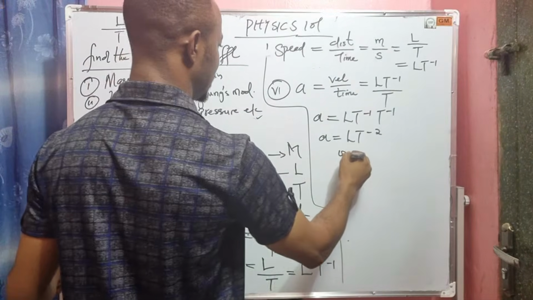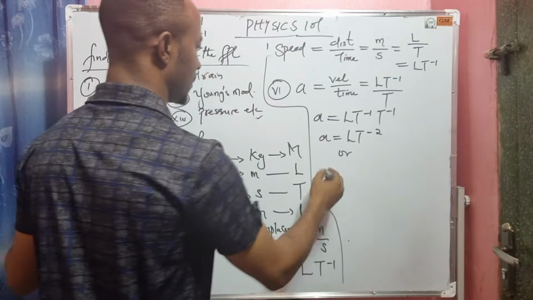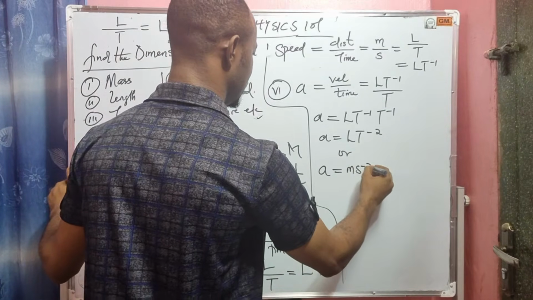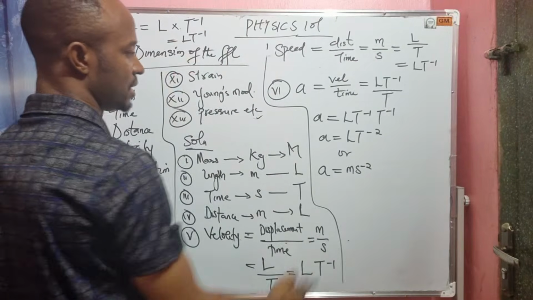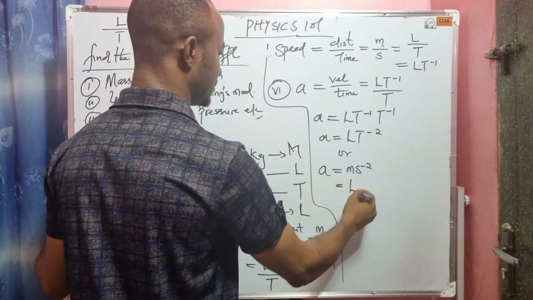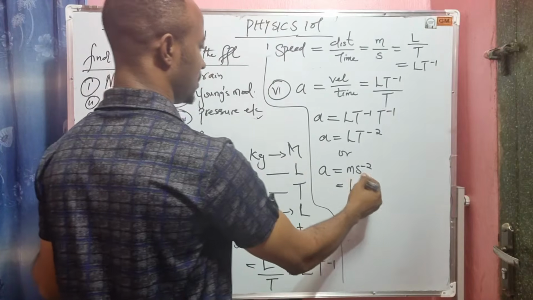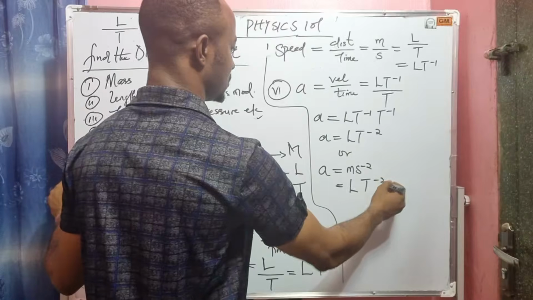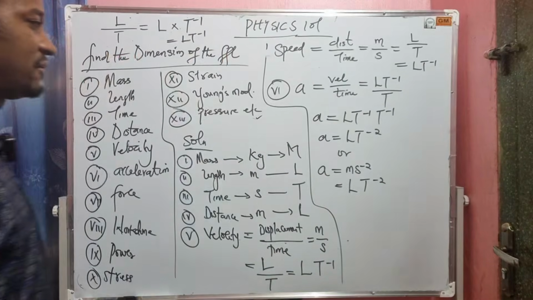Or we can also get this from the unit of acceleration. Acceleration is meter per second squared. From the units, meter is capital letter L, seconds is capital letter T, then -2. Right? You can also get that from the unit.